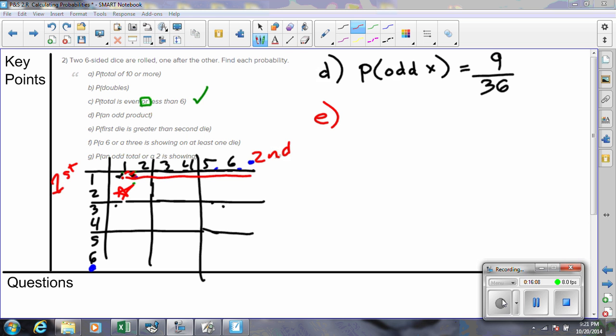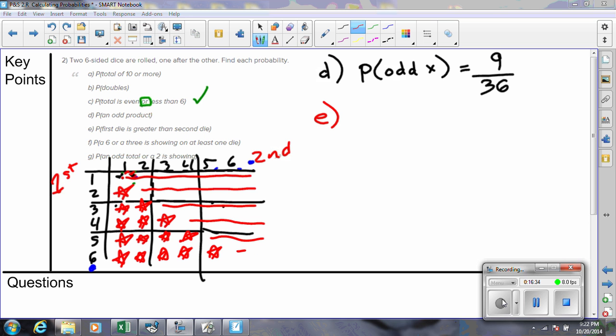2 is bigger than 1. It's not bigger than 2 or any of the others. 3 is bigger than 1. 3 is bigger than 2, but not the others. 4 is bigger than 1, 2, and 3, but not the others. 5 is bigger than 1, 2, 3, 4, but not the others. 6 is bigger than 1, 2, 3, 4, 5, but not itself.